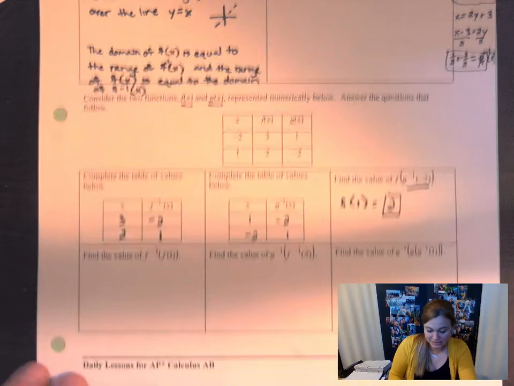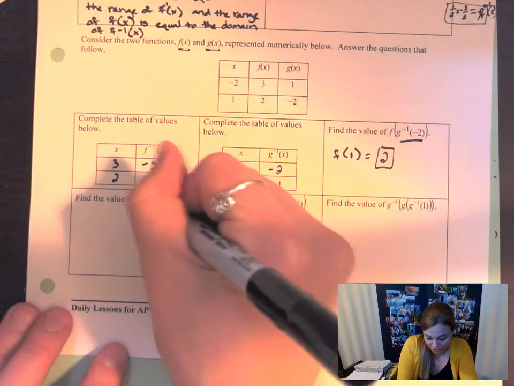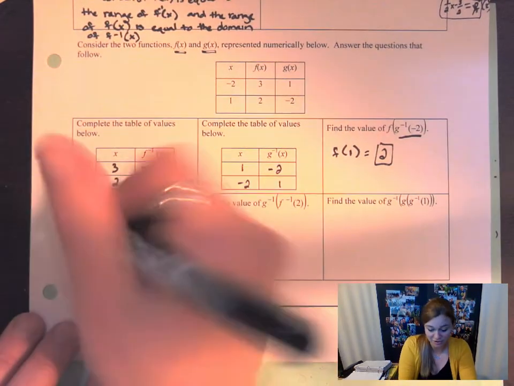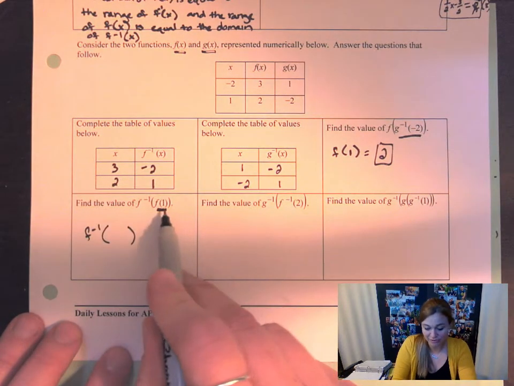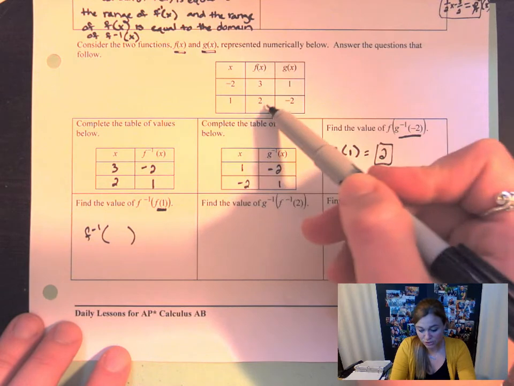My next problem says f inverse of f of 1. So f of 1 is just regular. Remember, I'm working inside out, so f inverse of f of 1. F of 1 is 2.